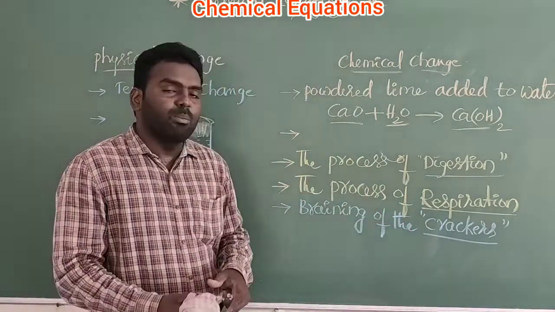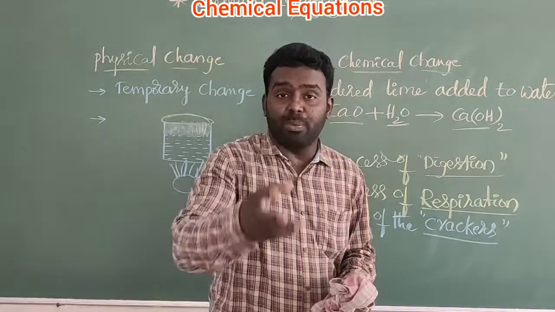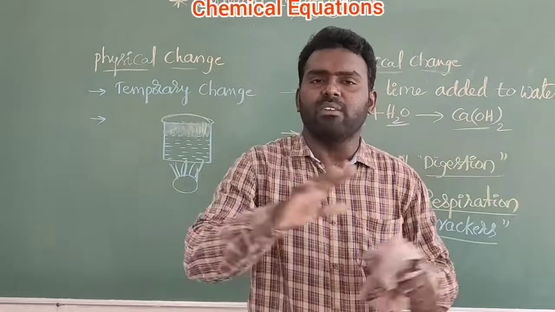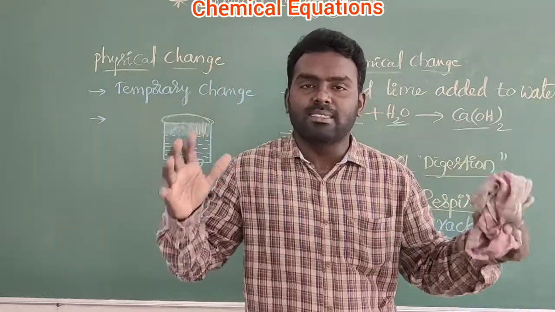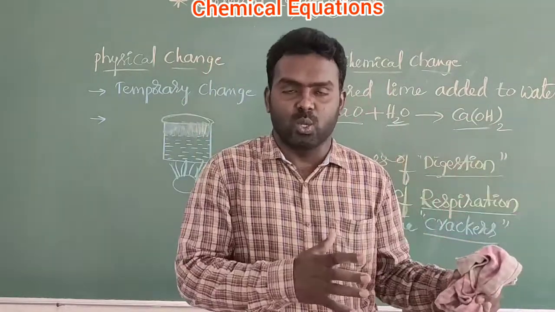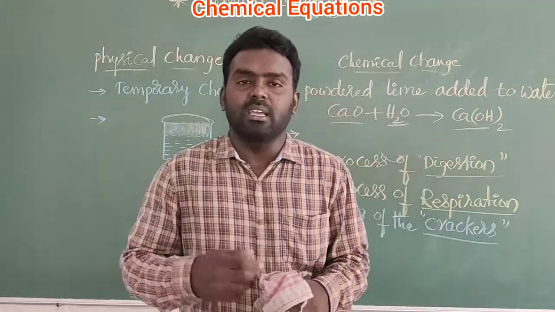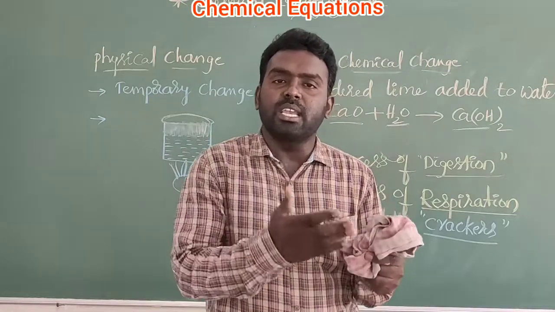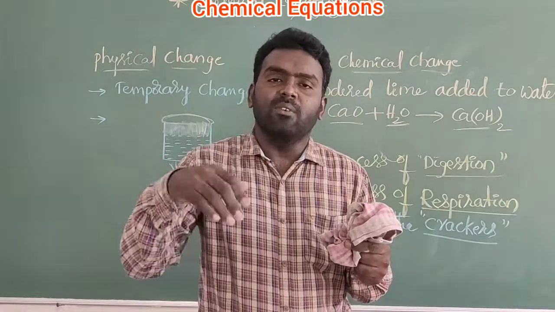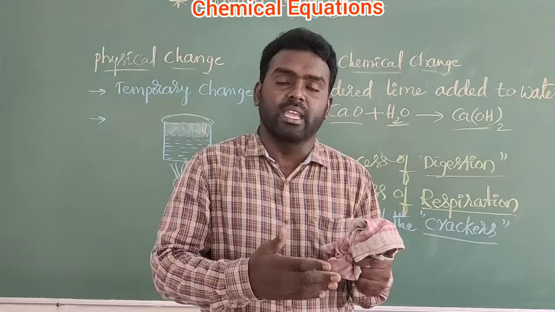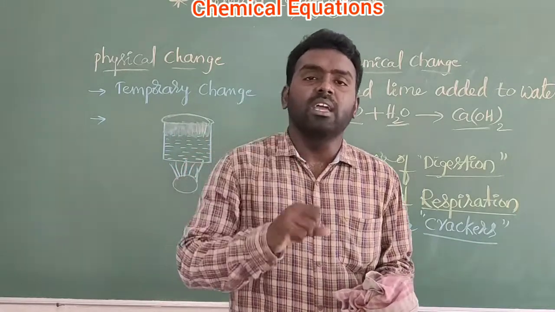And the next one is the burning of crackers, burning of paper, burning of wood material, and burning of an incense stick, whatever it is. By the observation, all these examples are chemical changes only. Why? Suppose you see the burning of paper. Initially paper is one material. After burning the paper, you will get ash. That ash is completely different from the initial material. So therefore that is called a different form.